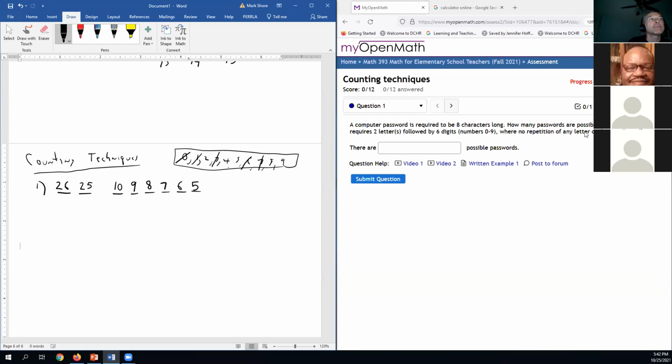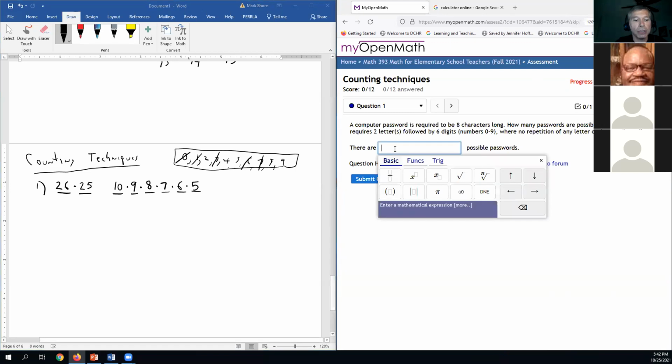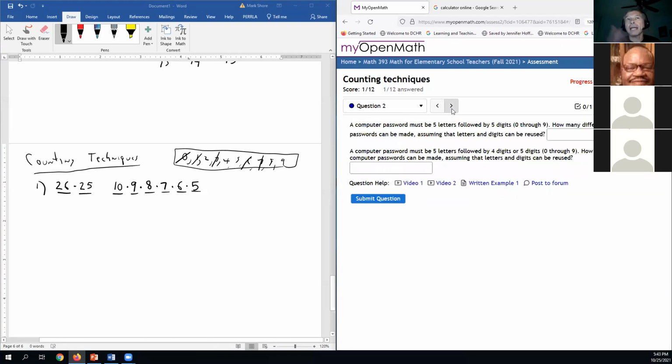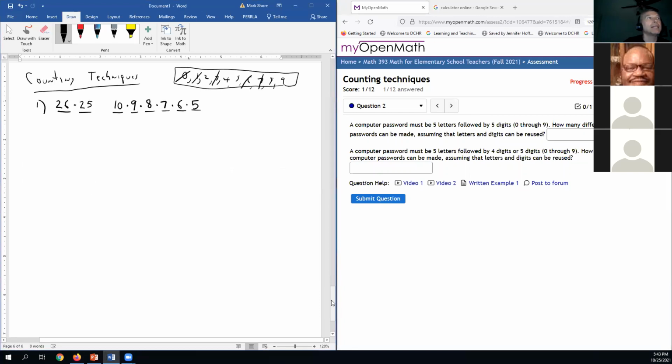What do you do with these? Just multiply them together. I don't know an easy way for you to type that in, but it's just as easy to type it in here as it is on a calculator. So I would probably do 26 times 25 times 10 times 9 times 8 times 7 times 6 times 5. Bit of typing, but that should work there. So that's called counting techniques, where you see how many possibilities you have, and then you just multiply straight across there. Let's take a look at 2.